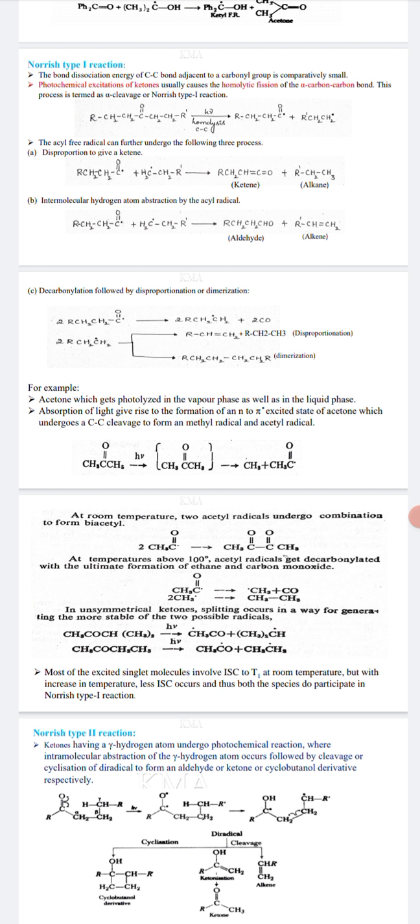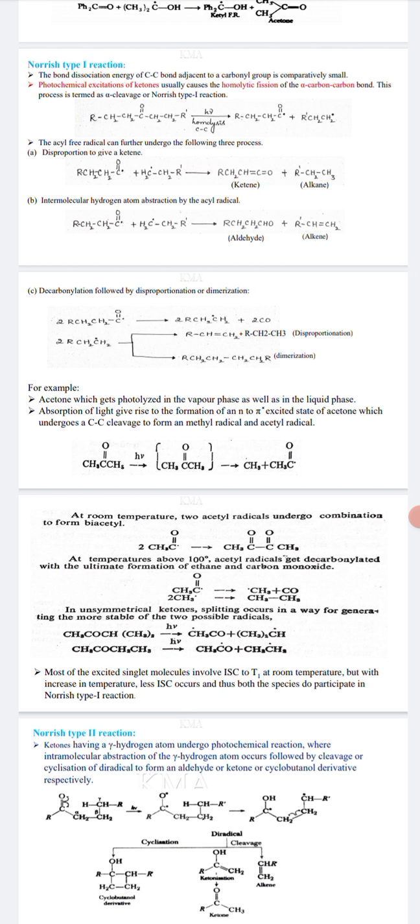So this reaction doesn't stop here. This acyl free radical, which is formed as a product in the photochemical excitation of ketones, undergoes again the following three different processes. One is disproportionation to give a ketene. Another one is intermolecular hydrogen atom abstraction, that is abstraction of hydrogen atom by acyl radical. Another one is decarbonylation, that is removal of carbonyl group or carbon monoxide, followed by disproportionation or dimerization.